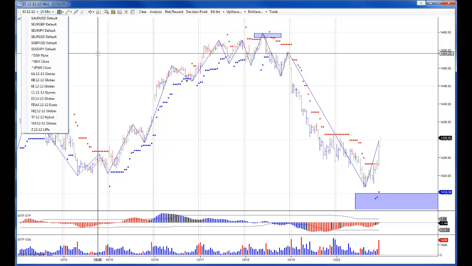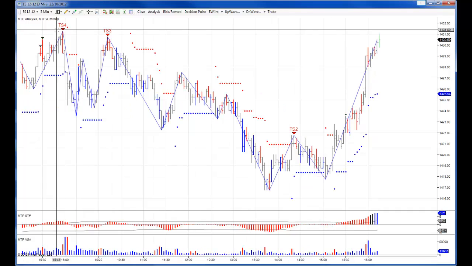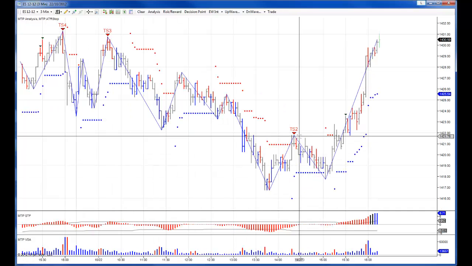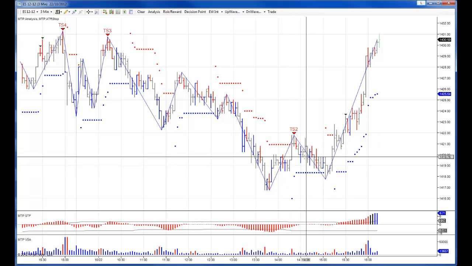So that's why when we go back to the 3-minute chart, again, just zoom in a bit, this TS2 sell setup was against a large degree uptrend. Therefore, if you were taking it, bring your stops to break even more aggressively.